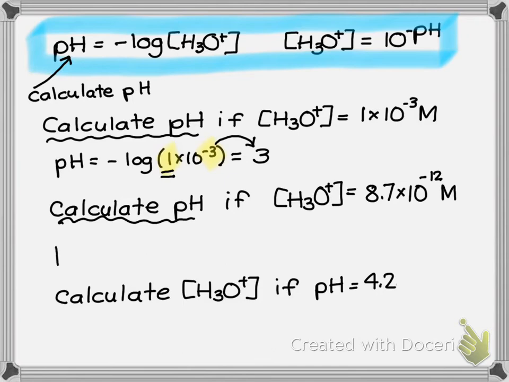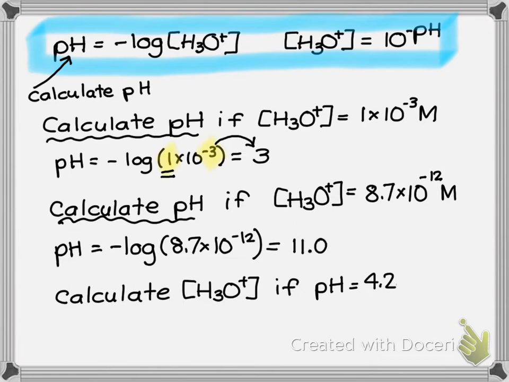Now this next example, I will have to use my calculator. I don't have any logarithm tables. So I want to calculate the pH. So I know the pH is equal to the negative log of the acid concentration, which is 8.7 times 10 to the negative 12. So you can pause the video and plug it into your calculator. And I get 11.06.